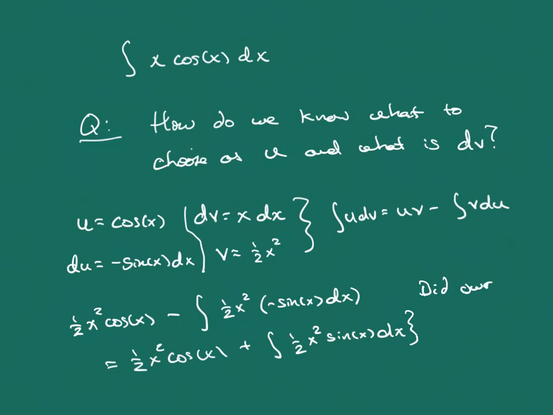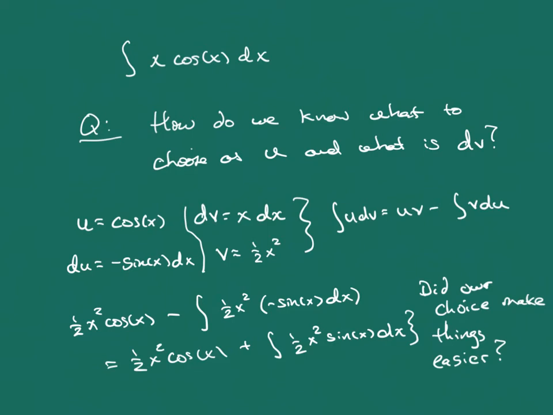Did our choice make things easier? And in this case, we can say, well, no, absolutely it did not. Our integral of 1/2 x squared sine of x actually looks a little worse than the integral that we actually started with, x cosine of x.